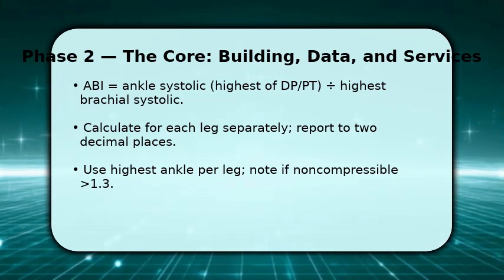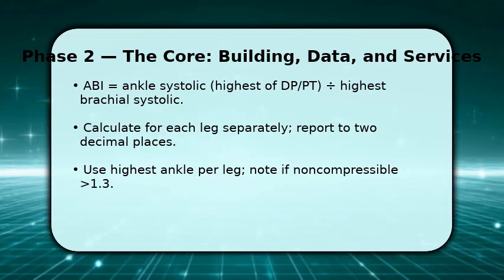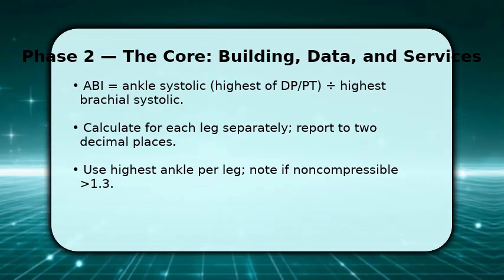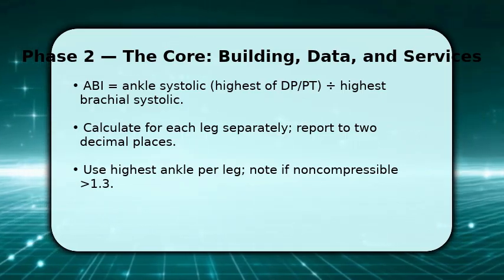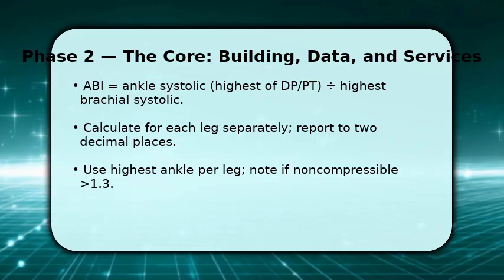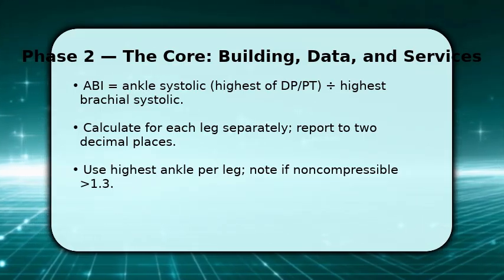For each leg, divide the ankle systolic pressure, using the higher of dorsalis pedis or posterior tibial, by the highest brachial systolic pressure. Do this separately for left and right legs and round to 2 decimal places so the values are clear.